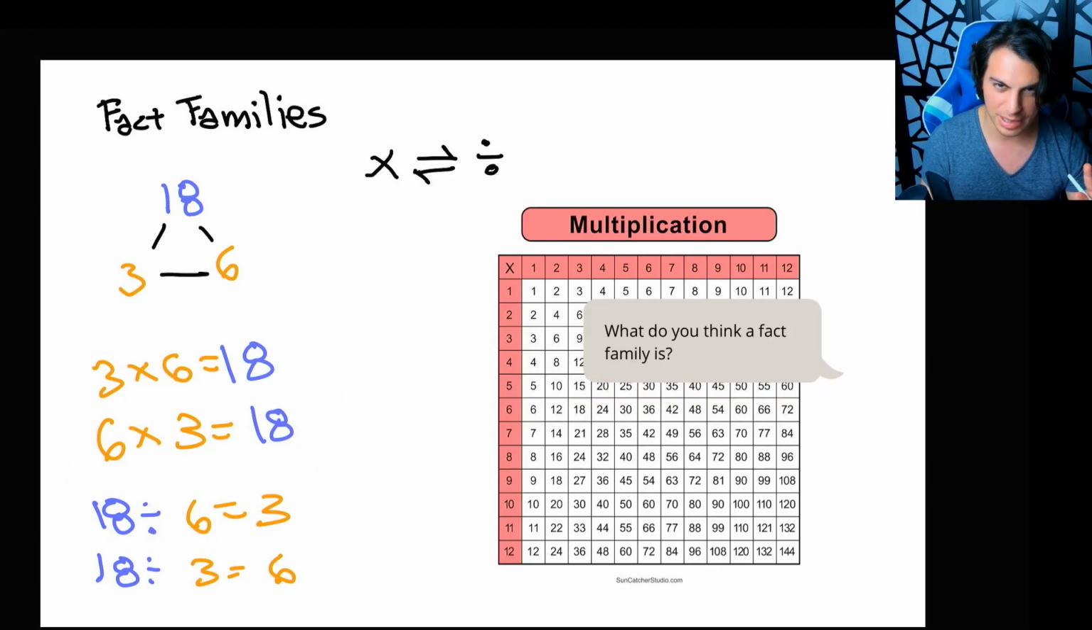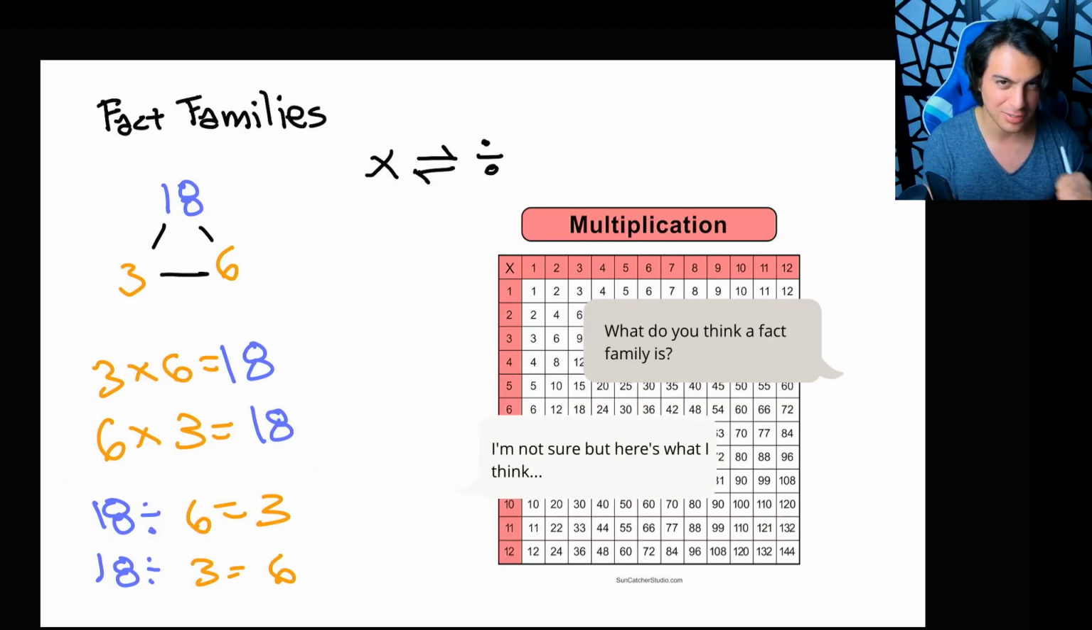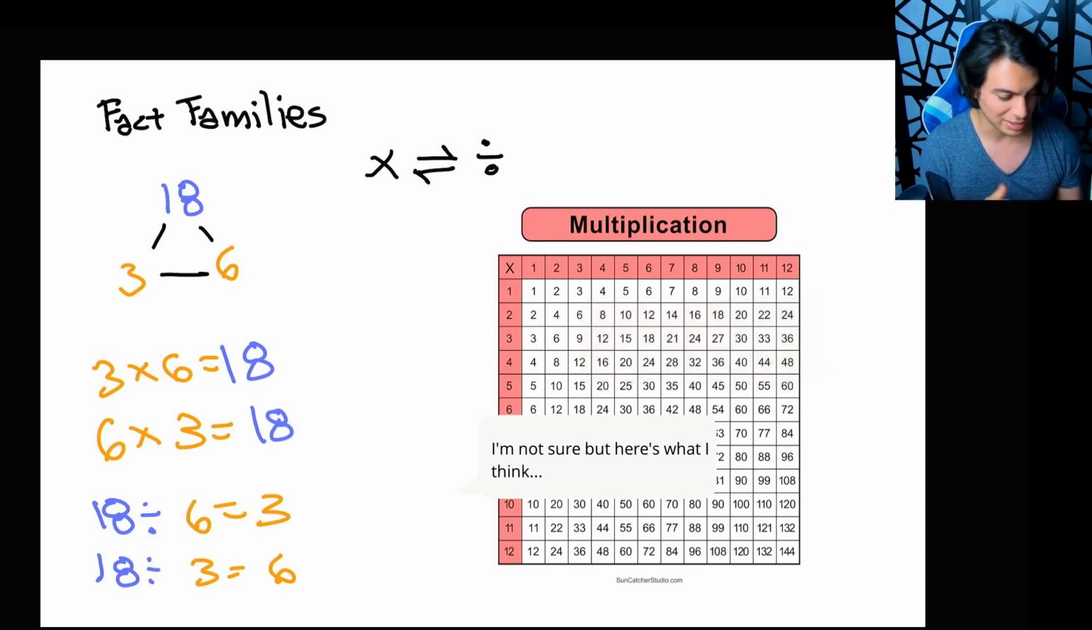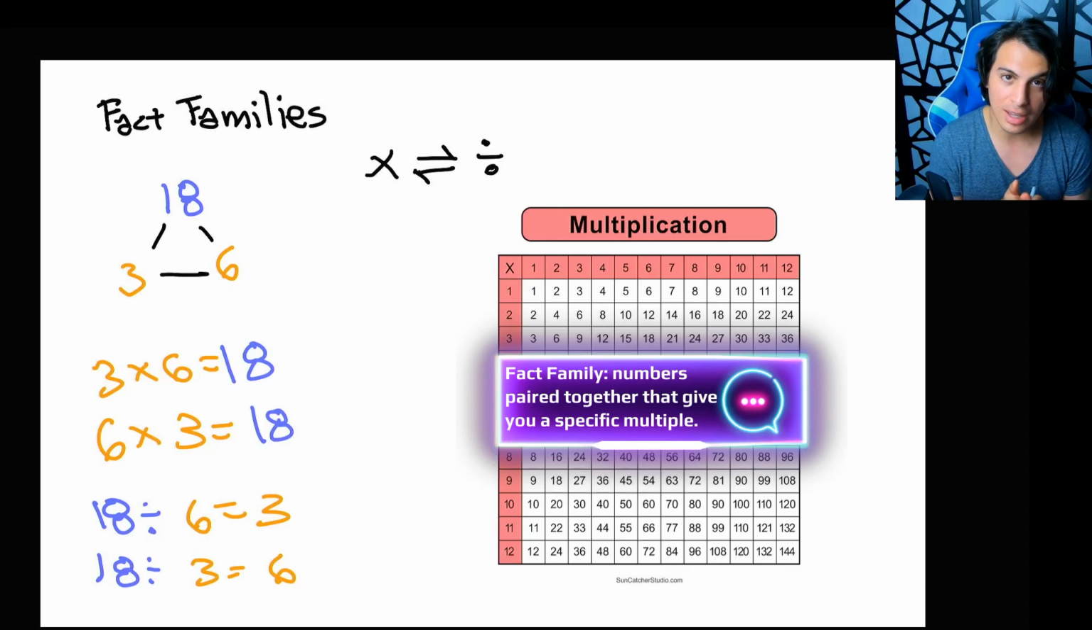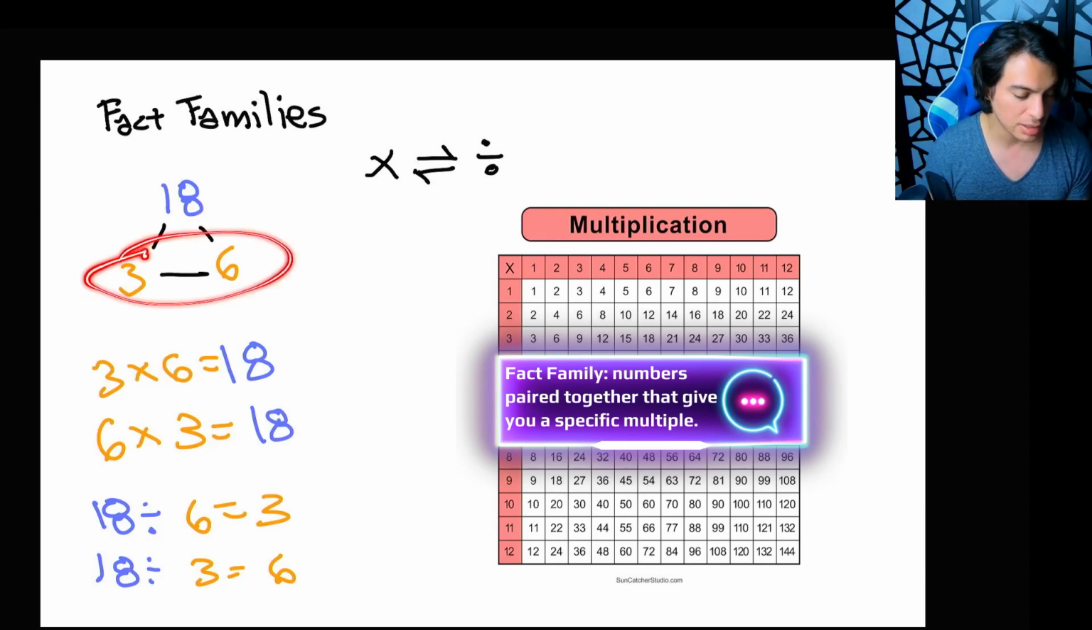What is a fact family? In your own words, think about it, pause it, see if you can put it into your own words. Great. A fact family are the factors that are locked together, the numbers that multiply together to give you a specific multiple.